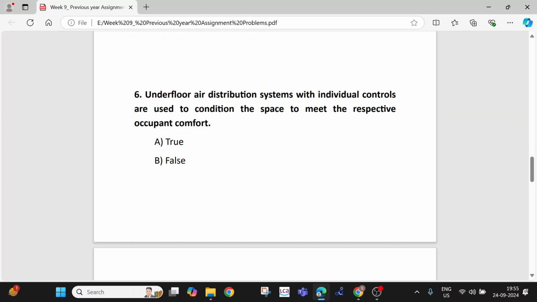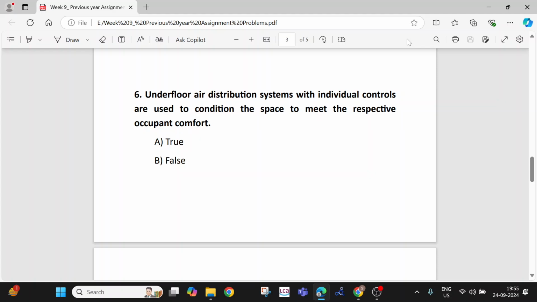True, sir. Yeah, this statement is right. The underfloor air distribution system allows for customized temperature and airflow control, enhancing occupant comfort by providing individualized conditions.